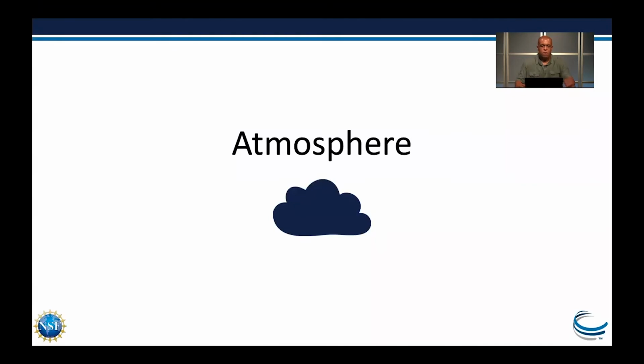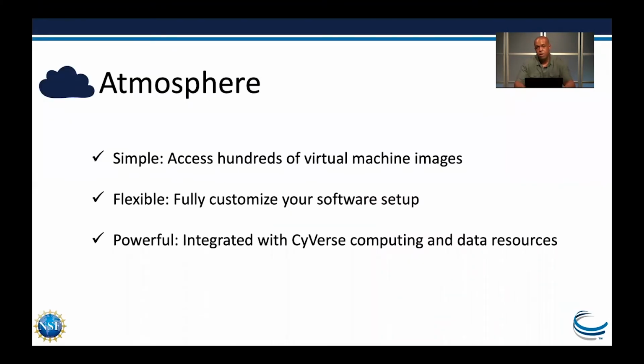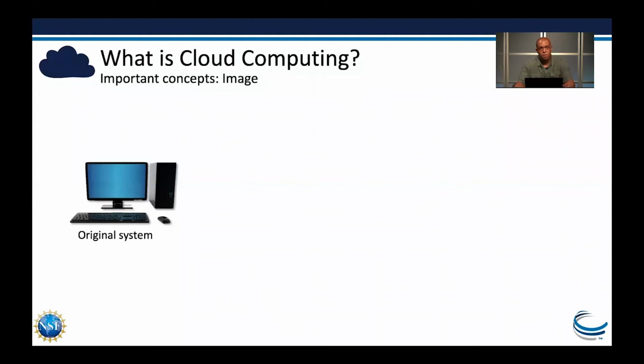Okay. So Atmosphere is our cloud environment. It gives you access to hundreds of virtual machine images. If you're not familiar with what that means, I'll explain just a little bit in a second. It really allows you to customize your software setup, and it's integrated with our other computing and data resources. If you're not so familiar with cloud computing, well, you probably use it every day, although you may not have known you're using it. But let me give you a little analogy to explain two important pieces of terminology that you need to understand.